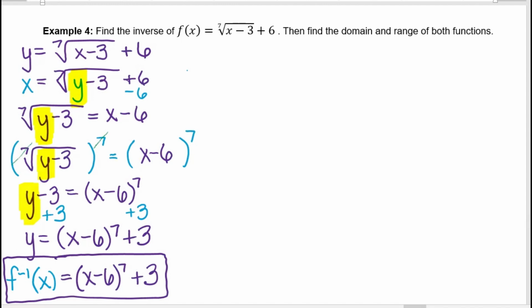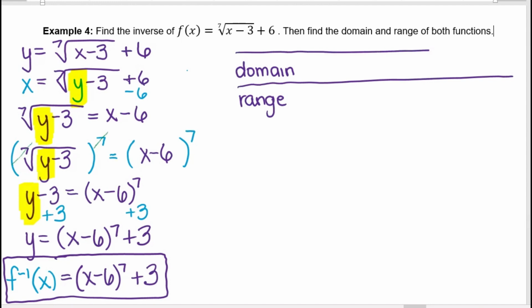Next, we need to find the domain and range of both functions. To keep this organized, students typically like when I use a table. So I'm going to have domain and range be my rows. And then my columns will be f of x, my original, and f inverse of x.